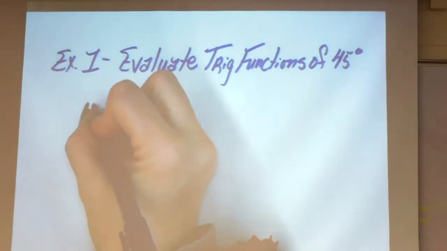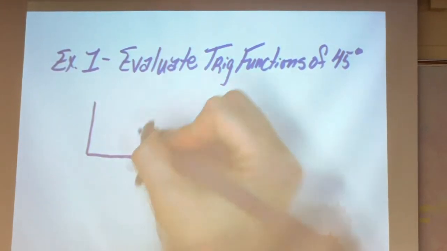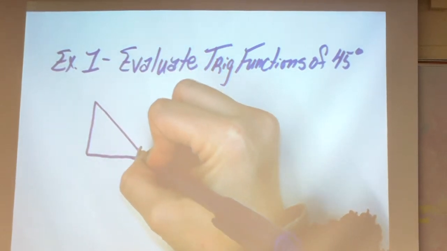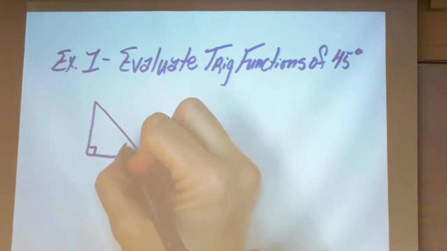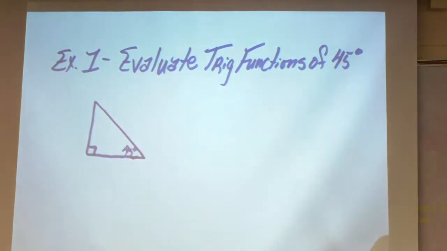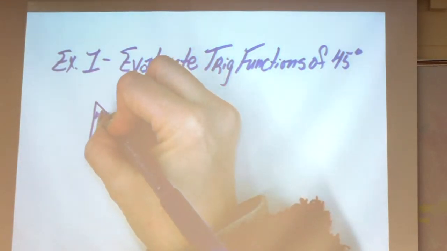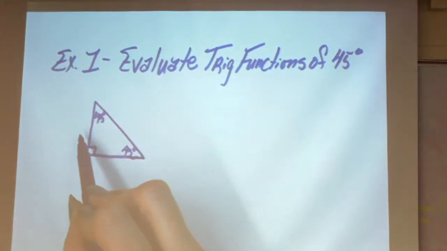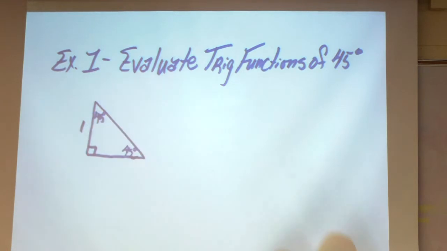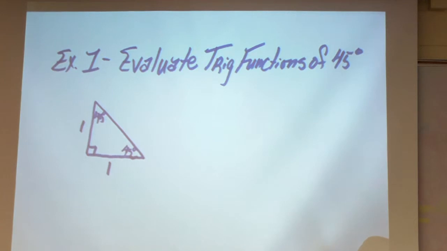Okay, so in geometry, you talked about special right triangles. And one of the special right triangles that you discussed was when we have a right triangle and one of the angles is 45 degrees. If one of the angles is 45 degrees, then the other one is also 45. And so we know that the length of the legs are congruent. So if I have this leg as 1, then this leg would also be 1. And then you could use the Pythagorean theorem to find the length of the hypotenuse.